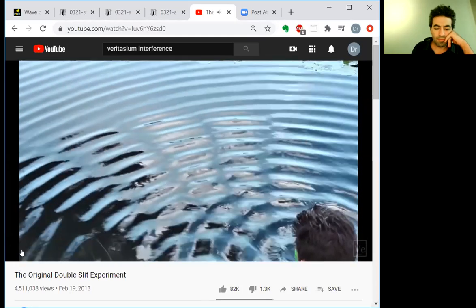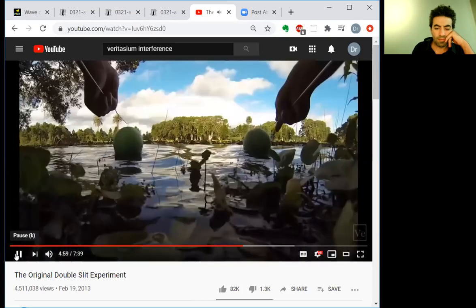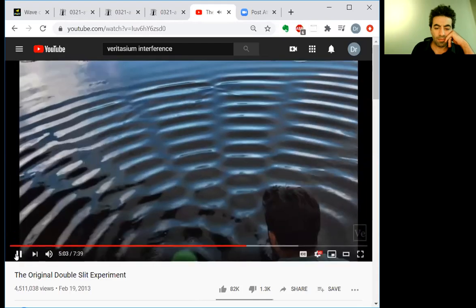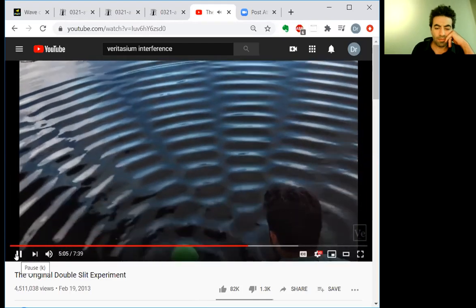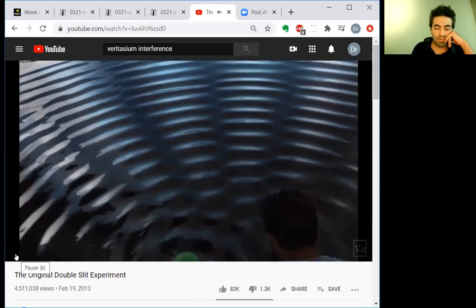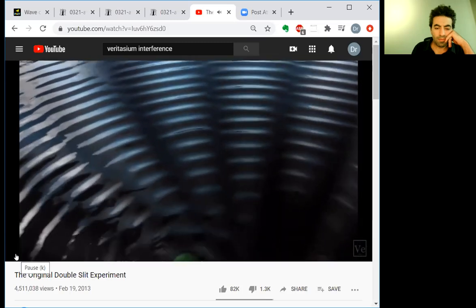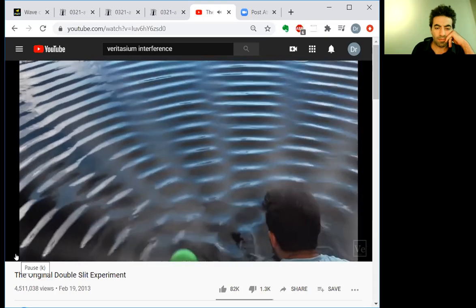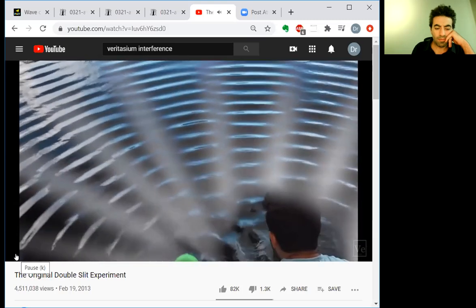This pattern is created by the ripples from the two sources interacting with each other. Where they meet up peaks with peaks and troughs with troughs, the amplitude of the wave is increased. That's what we call constructive interference. But if the peak from one wave meets up with the trough from the other, then we get destructive interference, and there's basically no wave there.